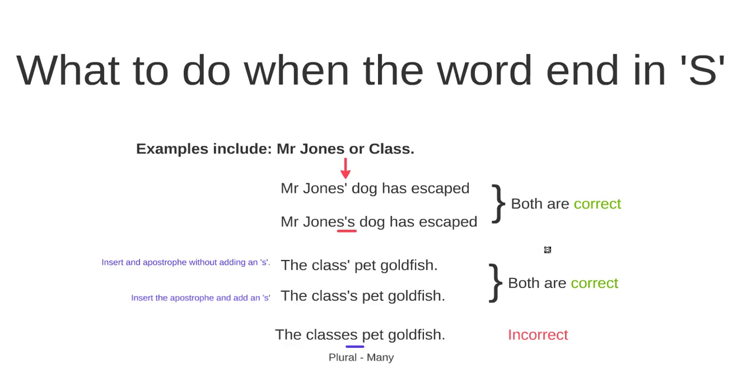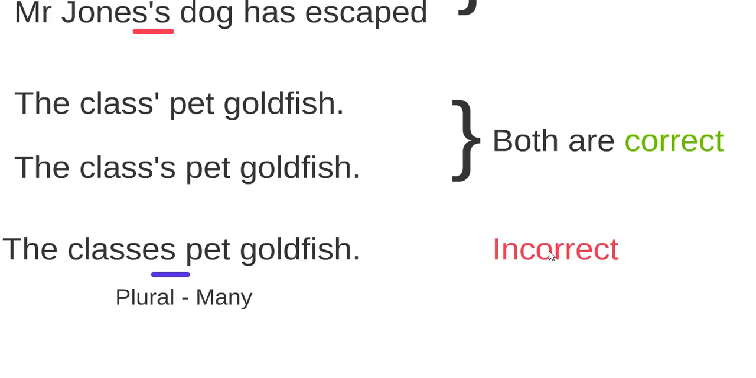This is correct also. Consider the next example, the class' goldfish. This is an apostrophe with no S. It shows that it is the pet goldfish which belongs to the class. Equally, the apostrophe S for class, the class's pet goldfish, means the same thing. It is only incorrect to make the word into a plural, the classes pet goldfish. This word also has no meaning.